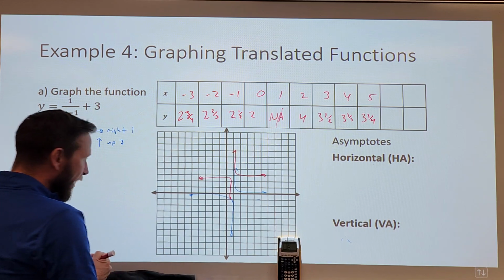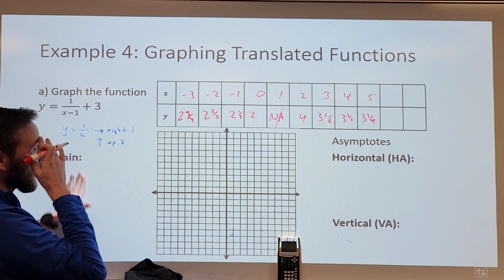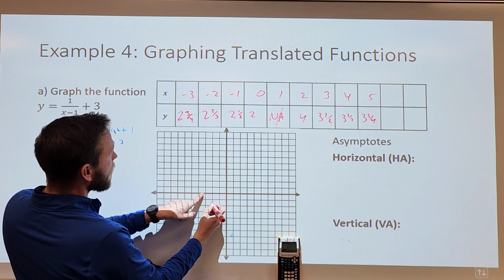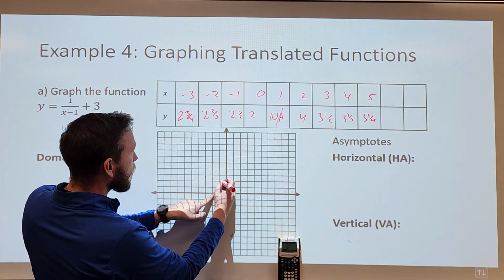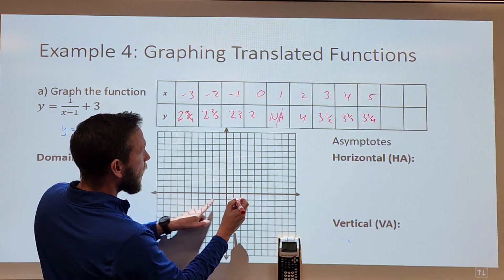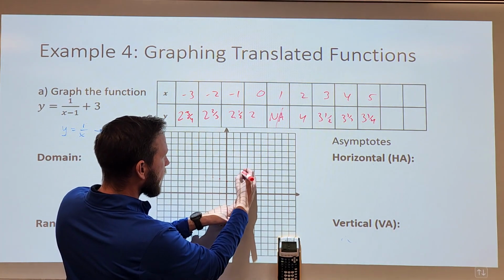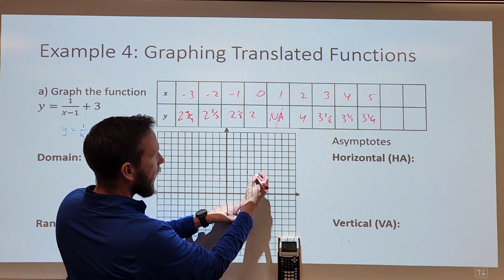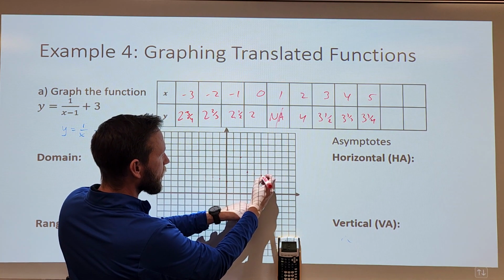All right, so I know what the picture was going to look like, but now I can actually plot some dots. I can talk about domain, I can talk about range, etc. So at -3, we have an output of 2 3/4. At -2, 2 2/3. At -1, 2 1/2. I guess I'm off just a little bit on these. At 0, I've got 2. At 2, I've got an output of 4. At 3, I've got 3 1/2. At 4, I've got 3 1/3. At 5, I've got 3 1/4. It's getting closer and closer.